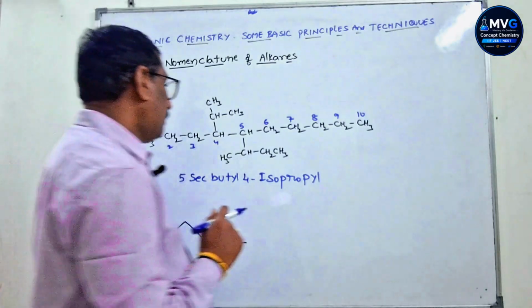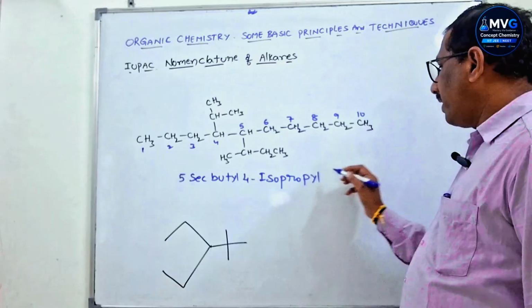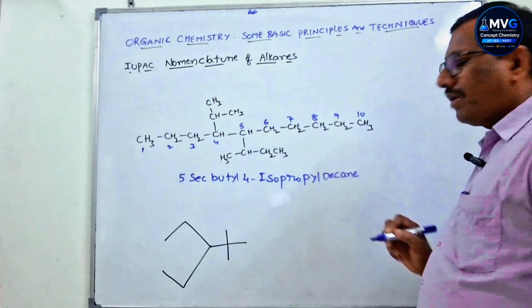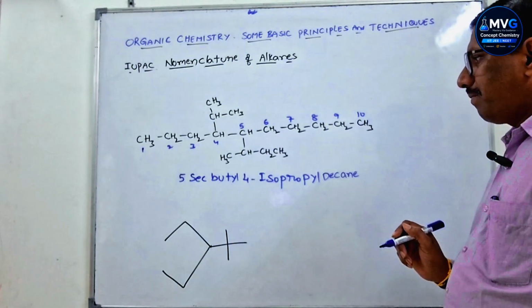Now prefixes are completed. Substituent names are completed. Next, root word, students. Here dec is the root word, ane is the primary suffix. Decane is the parent carbon chain name.